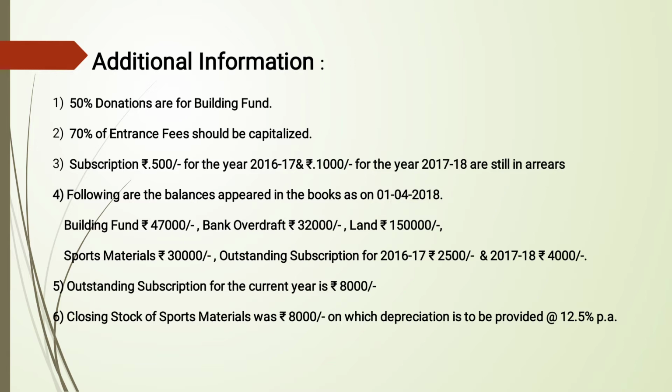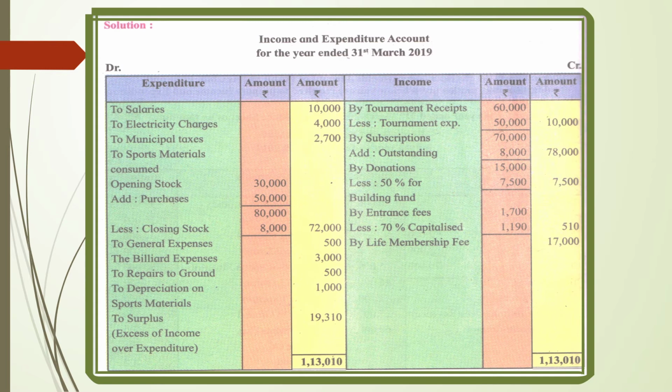Last adjustment is closing stock of sports material was rupees 8,000, on which depreciation is to be provided at 12.5% per annum. See, the sports material opening balance is mentioned in adjustment number 4, that is of 30,000, and purchase of sports material is shown in the payment side of receipt and payment account, that is of 50,000. So on this item, means purchase of sports material, you have to write the adjustment number 6.